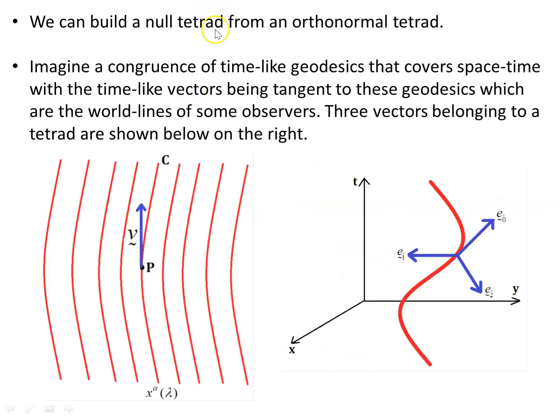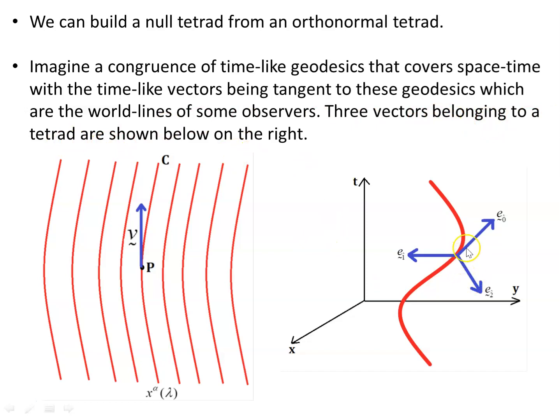Now, we can build a null tetrad from an orthonormal tetrad. So imagine a congruence of time-like geodesics, these red lines here, a congruence in that through each point P there is one and only one geodesic passing through it. That covers spacetime with time-like vectors being tangent. So time-like vector v here, little v here, is tangent to the geodesics, and the geodesics are the world lines of some observers. Now, three vectors belonging to a tetrad are shown below on the right here.